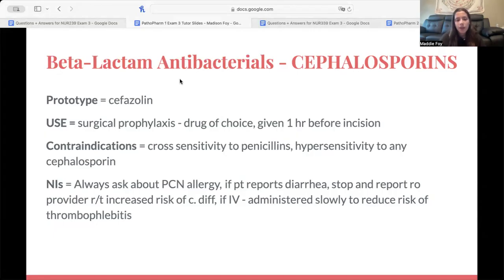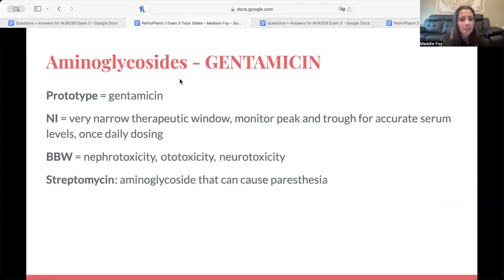And then as well, if your patient reports diarrhea, you want to stop and report to the provider because of the increased risk of C. diff with antibiotics in general, but also cephalosporins. And then, like many IV medications, it's going to be administered slowly to prevent irritation of the veins.